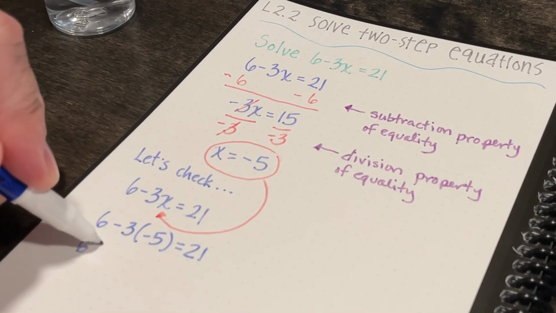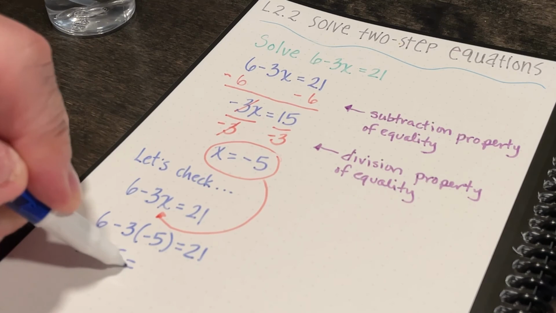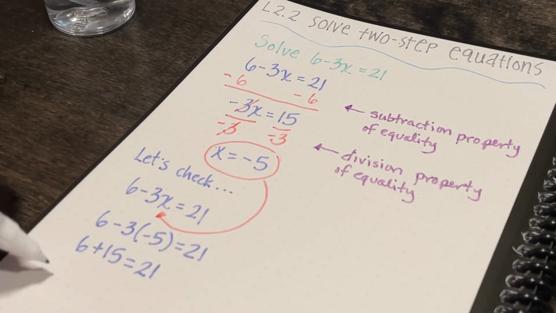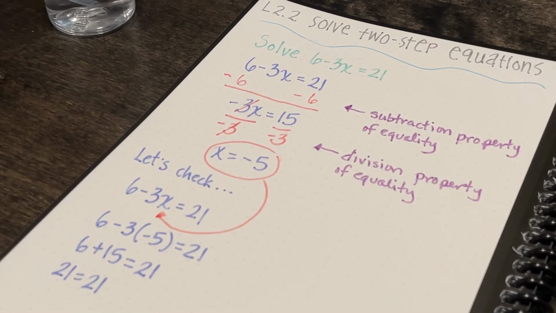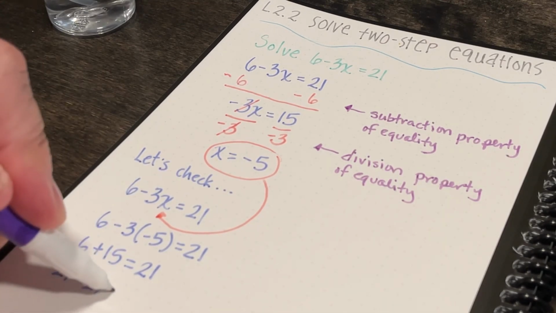So using the order of operations, I need to multiply -3 and -5. So I get 6 plus 15 equals 21. And sure enough, 21 does equal 21.